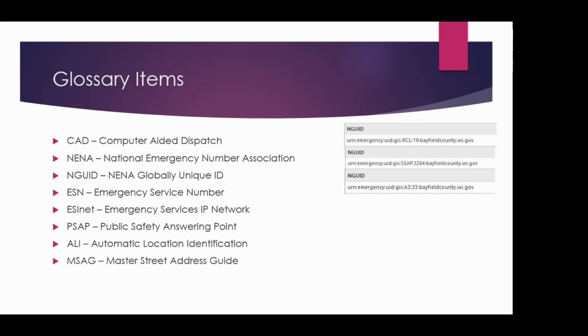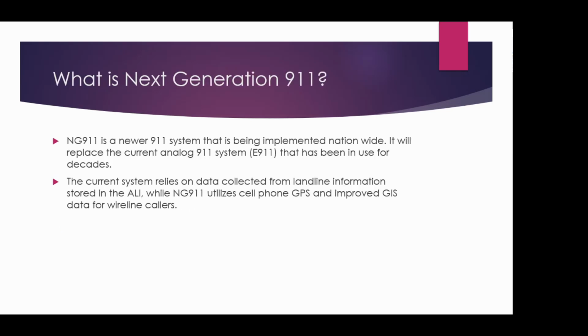So if there's an issue with that road segment or address, we can easily identify what feature needs to be addressed. Our ESN, which is Emergency Service Number, EZNet, Emergency Service IP or Internet Protocol Network, PSAP, Public Safety Answering Point, ALI, Automatic Location Identification, and MSAG, which is the Master Street Address Guide.